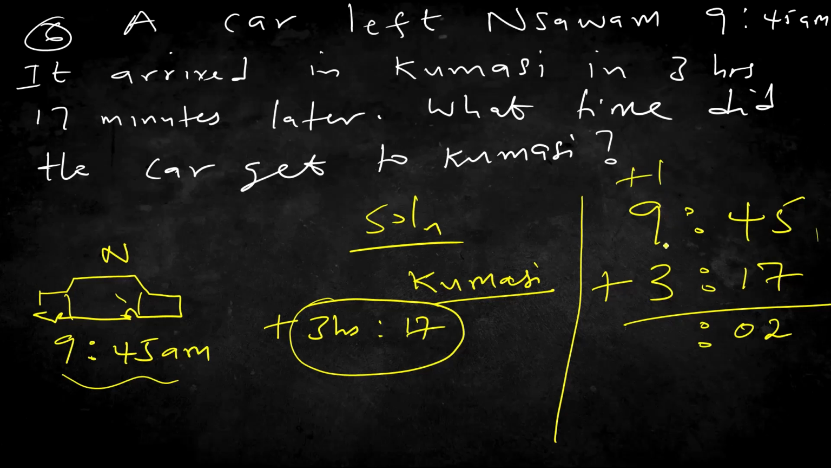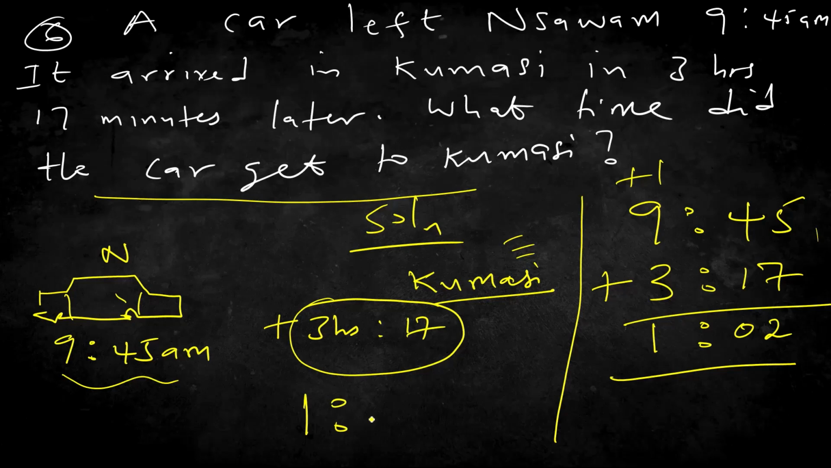So 1 plus 9 is 10, 10 plus 3, so we have 11, 12, 1. So we have 1:02. The car got to Kumasi at 1:02. As simple as that. All right.